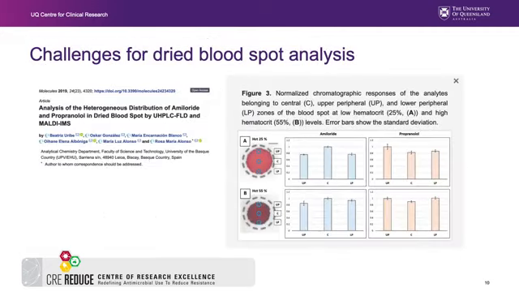So some of the challenges for dry blood spot analysis is that if you've got a hematocrit, say of 25% compared to 55%, just as you can see here, a higher hematocrit means you're going to end up with a smaller spot on your card. And that means if you're sub-punching, so you're just taking a sample from in here, you're going to end up with a different volume compared to if you're at a hematocrit of 25%.